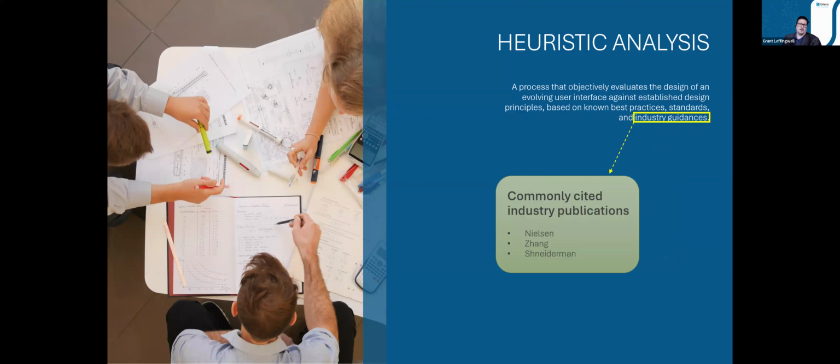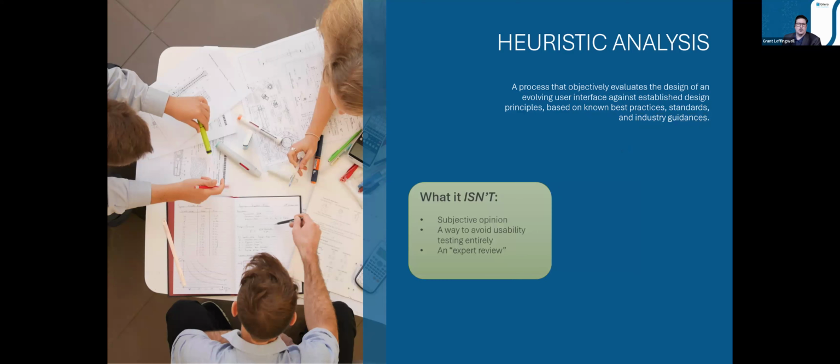Industry guidances would be some of the things that we're also very familiar with. If you've read Nielsen's usability heuristics or Zhang's or Schneiderman's, these are also very commonly available. And as I mentioned, Lauren will go more into detail later, but I just wanted to introduce those terms as we move forward. A few words about what a heuristic is not.